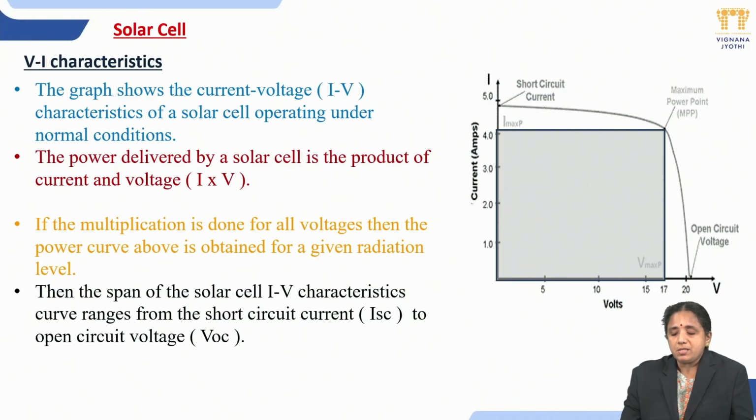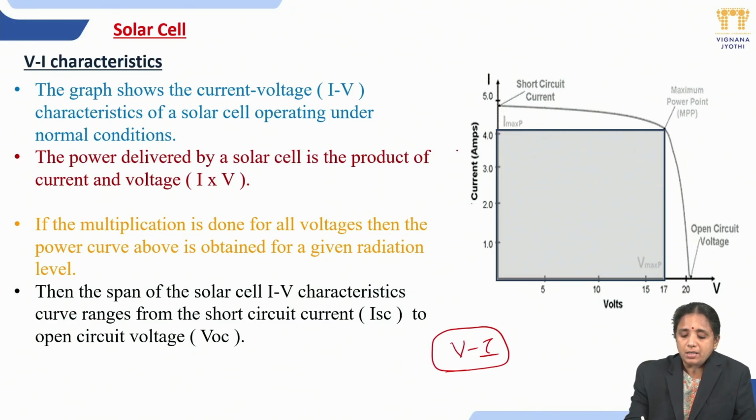So VI characteristics, similar to the PN junction diode, we have learned the VI characteristics. Similar to LED, we have learned the VI characteristics. And coming to the solar cell, here also we are drawing a graph between the voltage on the x-axis and the current on the y-axis. So here when we draw the graph, we will get a curve like this. This is the curve which we are getting.